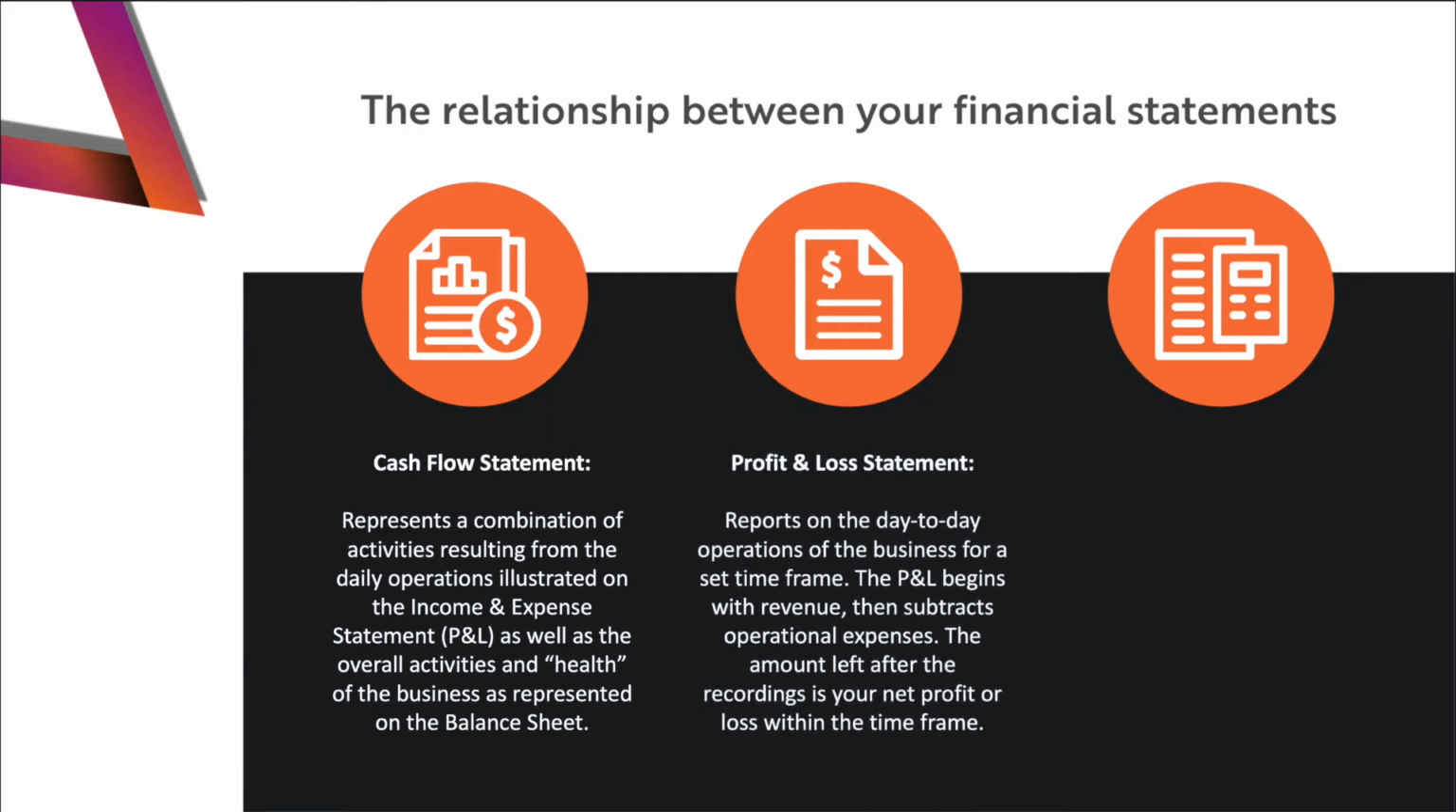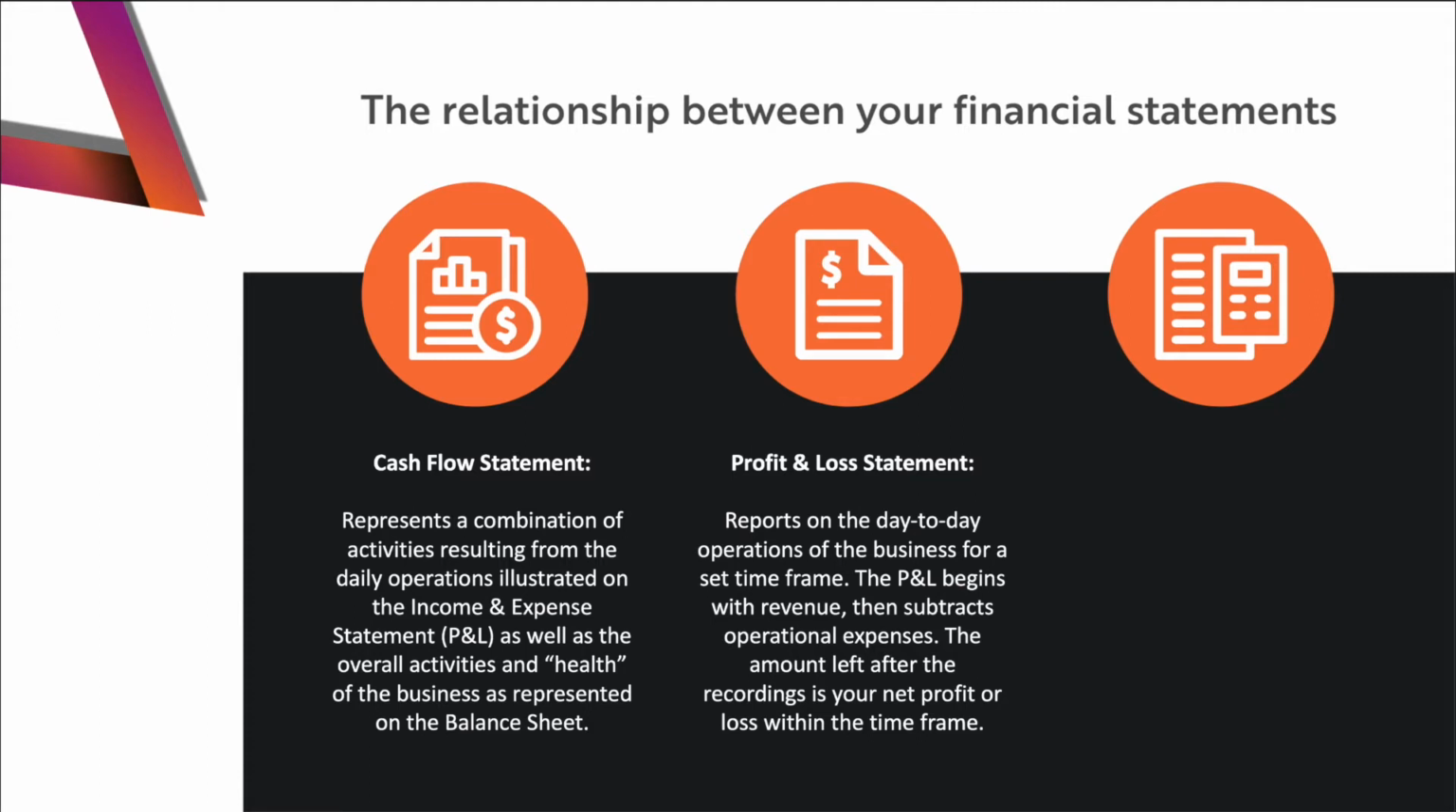Next up is the income and expense statement, otherwise known as the profit and loss statement. It reports on the day-to-day operation of the business for a set time frame. The P&L begins with all revenue from your sales within the restaurant. Not all sales provide cash to the bank the same day of the sale. As an example, accounts receivable and third-party delivery services.